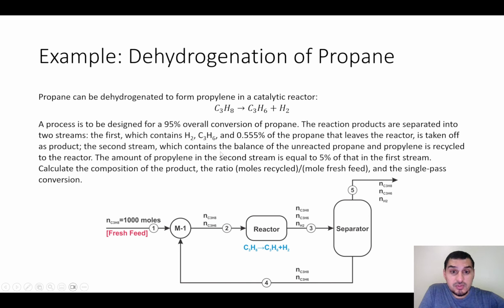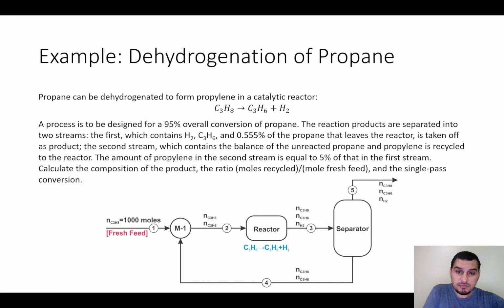The second stream, which contains the balance of unreacted propane and propylene, is recycled to the reactor, which is stream number 4. The amount of propylene in the second stream, which is the C3H6 here, is 5% of that in the first stream. So this is the first stream, this is the second stream. There is a relation between the propylene here and the propylene here, and we need to calculate the composition of the product, which is the requirement.